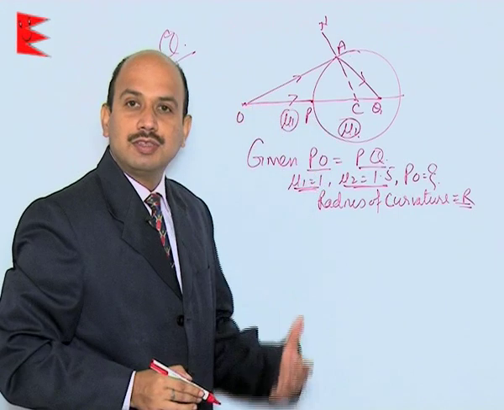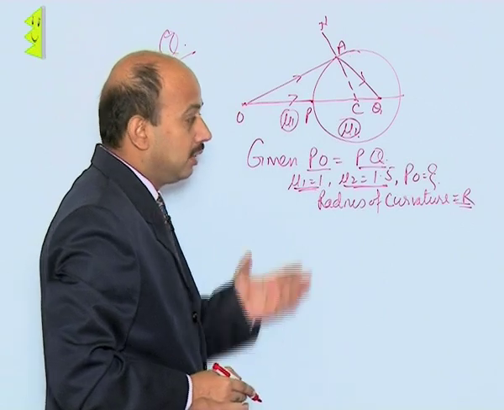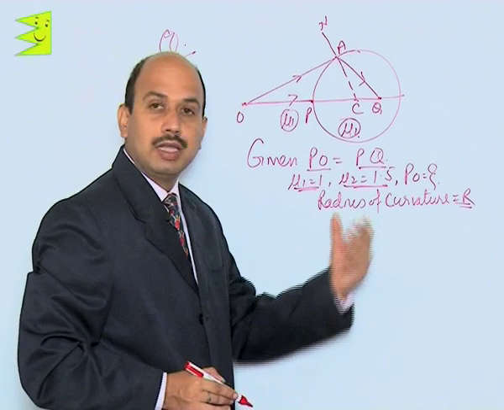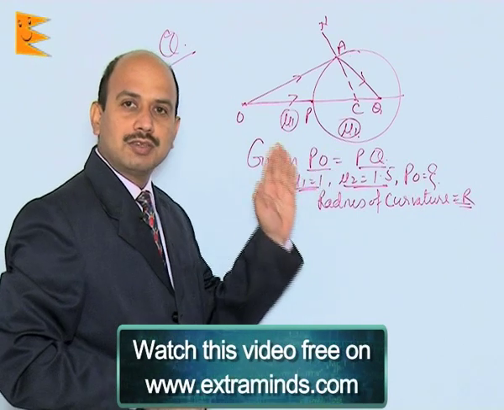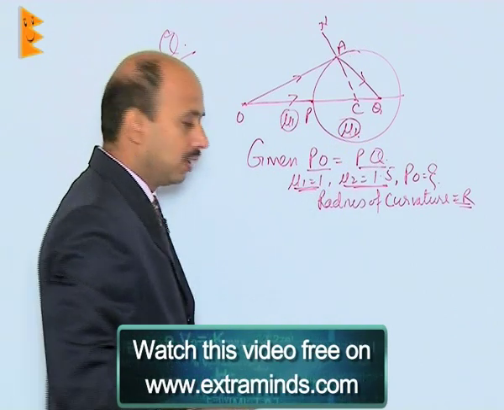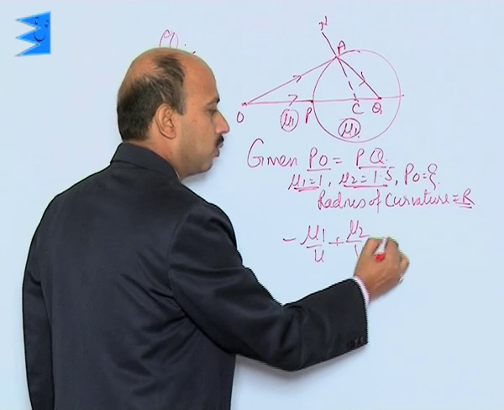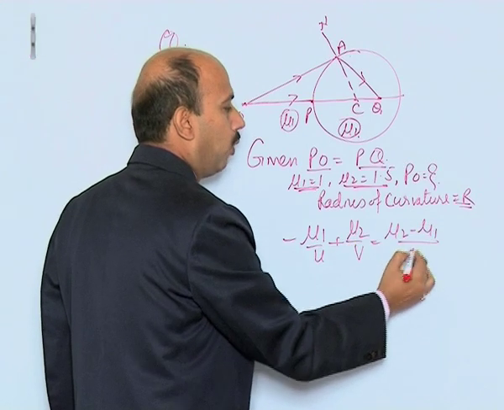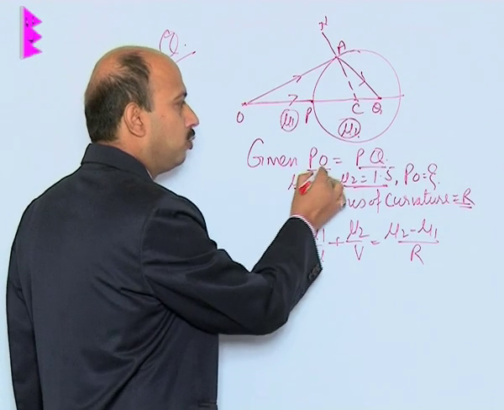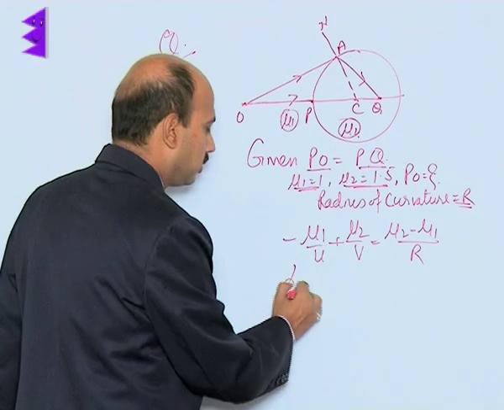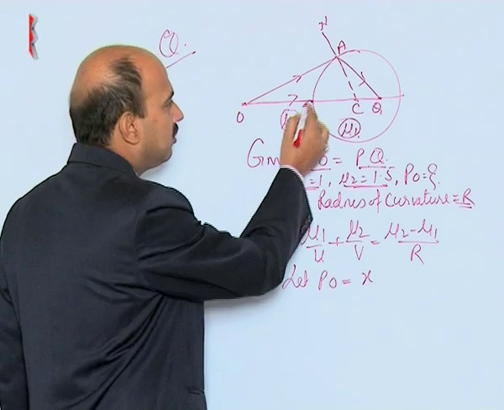It means at what distance the object is placed from this sphere so that the image is obtained at Q, and that obviously will be coming in terms of the radius of curvature. So, we know the formula for refraction from rarer to denser medium, because the refraction is taking place from rarer to denser medium, that is minus mu 1 upon u plus mu 2 upon v is equal to mu 2 minus mu 1 upon r. Here we can assume, suppose PO and PQ, let PO is equal to x, that is the object distance, that will be negative.